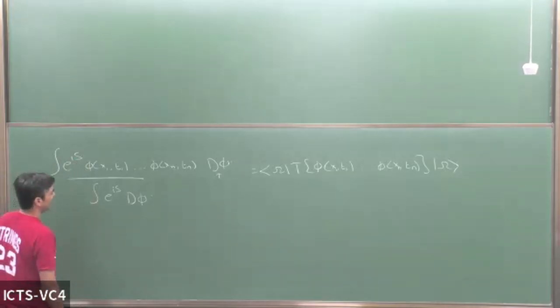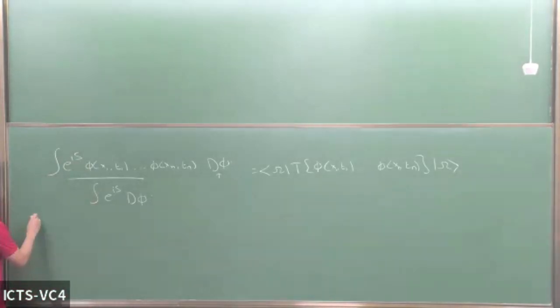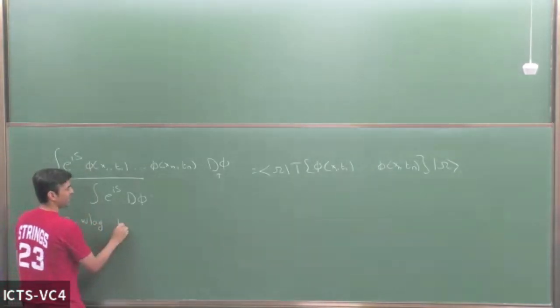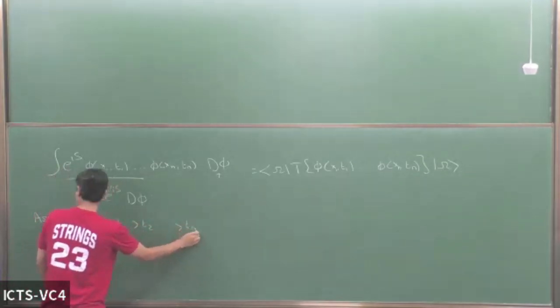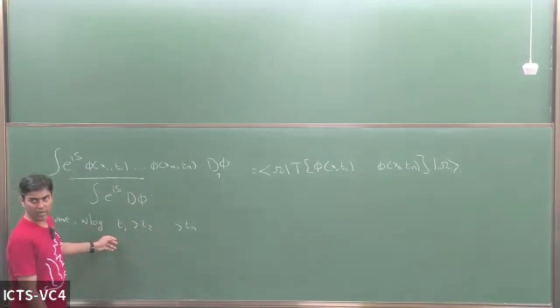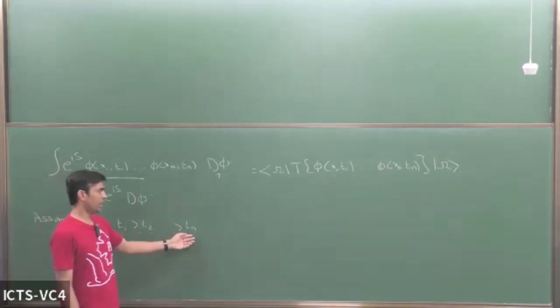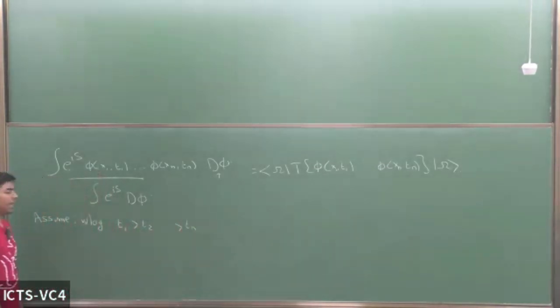So the idea is that first, let's assume, without any loss of generality, that T1 is larger than T2. There's no loss of generality in assuming this, and the reason is it's just notation. Whatever the largest time is, I'll call that T1. Whatever the second largest is, I'll call that T2, and whatever the least largest is, I'll call that Tn.